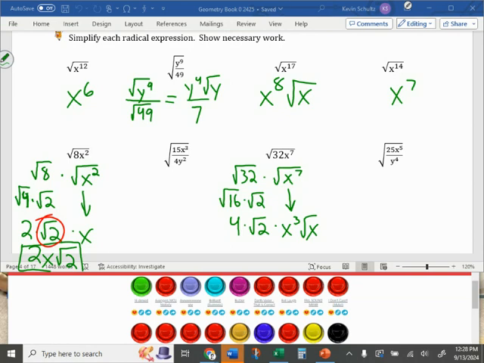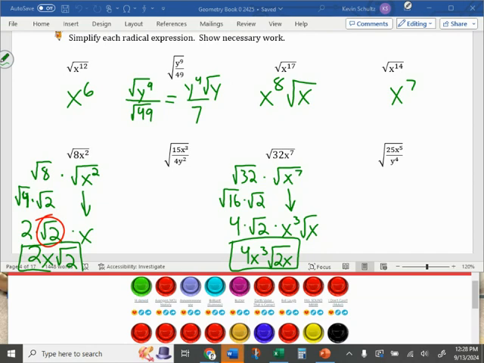Putting this all together, whatever's outside the root stays outside: the 4 stays out, and the x cubed stays outside the root. Whatever's inside the root goes together: root 2 and the root x go together inside the root. And so this would be your final answer.